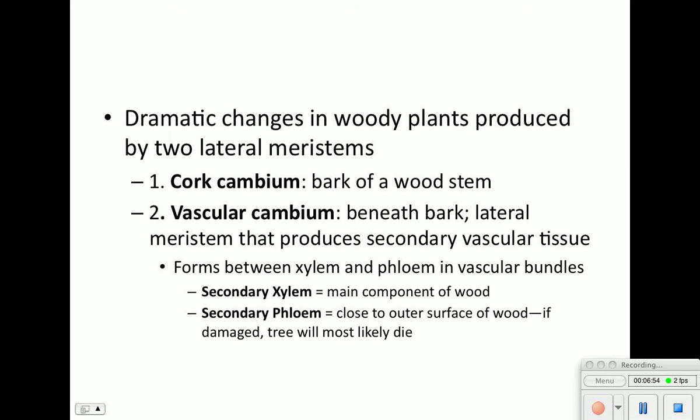All right. So there are a couple of dramatic changes with woody plants in their two lateral meristems. We have the cork cambium, which is the bark, and then the vascular cambium, which is right underneath the bark, and it helps produce secondary vascular tissue like secondary xylem and secondary phloem. The secondary xylem is your main component of wood, and your secondary phloem is close to the outer surface of the wood. So if you damage this part, the tree will most likely die.